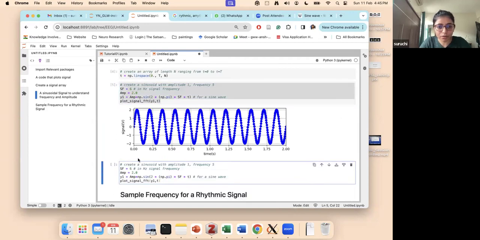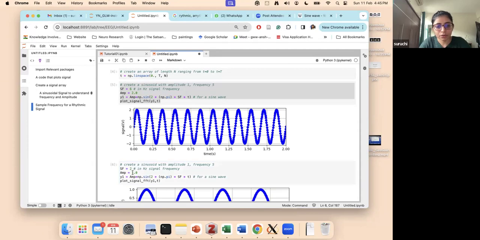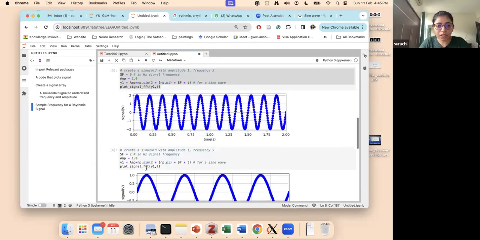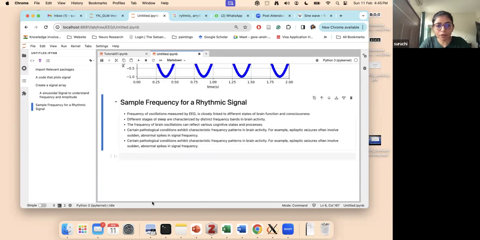So you can plot them together. You can keep this here, and you can plot another one, say like this with two signal frequency of 2 and amplitude of 1. Okay, you can play around with that. So this much I'll send you, and then we'll do more later.